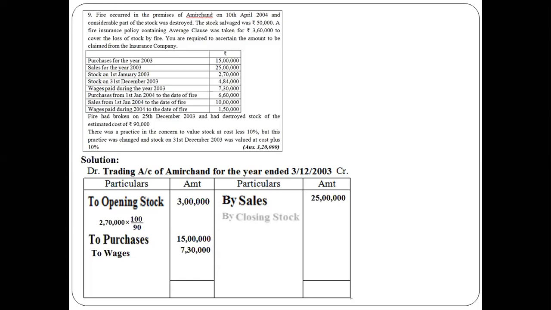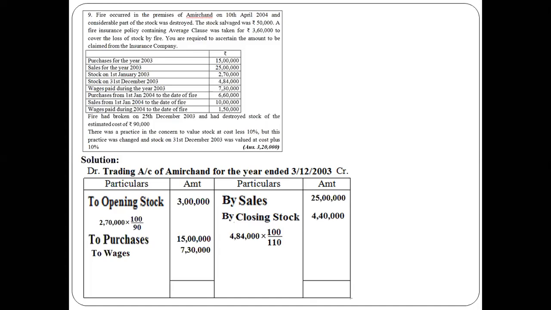Then by closing stock. When we come to the closing stock, the practice was changed, and it was calculated at cost plus 10% here. So the formula for calculation of closing stock: the value of closing stock 4,84,000 into 100 divided by 110. When it is cost price, the formula is 100 divided by 100 plus rate. Then what is the value of closing stock we are getting? 4,40,000 is the value of closing stock.